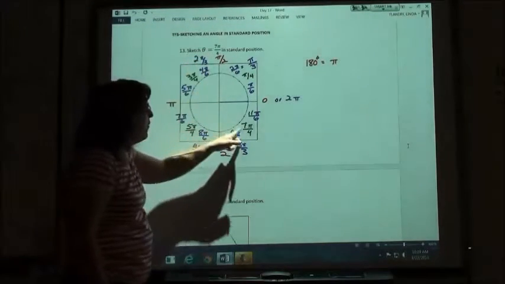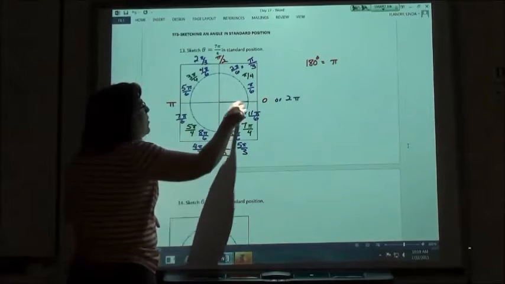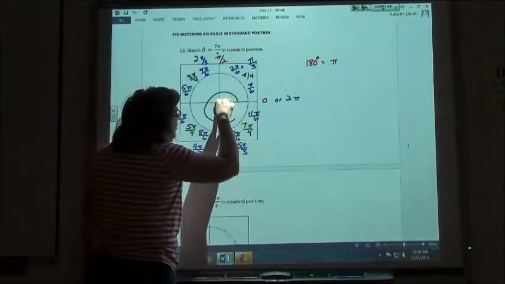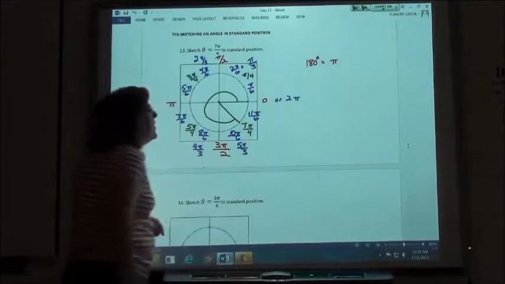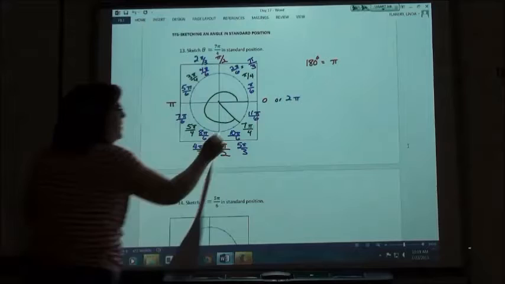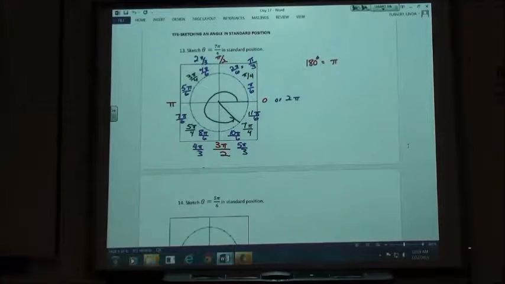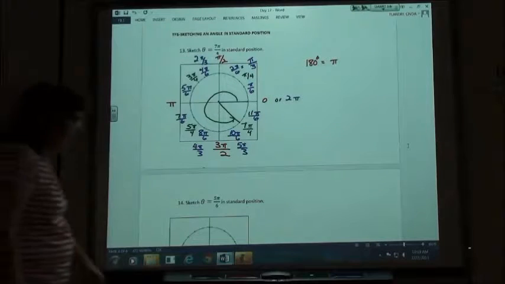So 7 pi over 4 is way over here. You're going to grab this line, it's going to come all the way around, and you're going to drop it right there at 7 pi over 4. So my angle right here, and go from there.